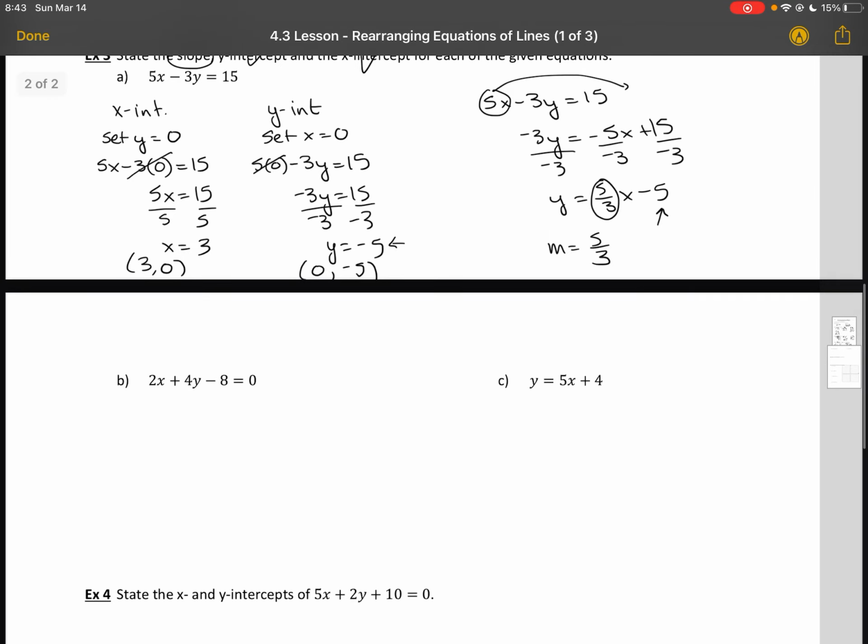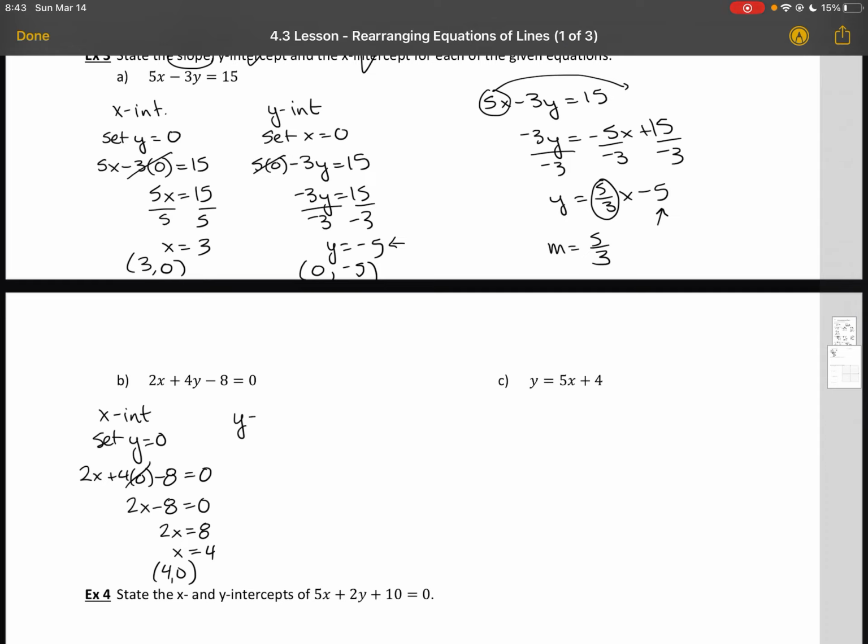Let's do that for two other examples. So for my x-intercept, I'm going to set y equal to 0. 2x plus 4 times 0 minus 8 equals 0. Now I've got 2x minus 8 equals 0. Solving that equation for x is going to give me x equals 4, which is my x-intercept.